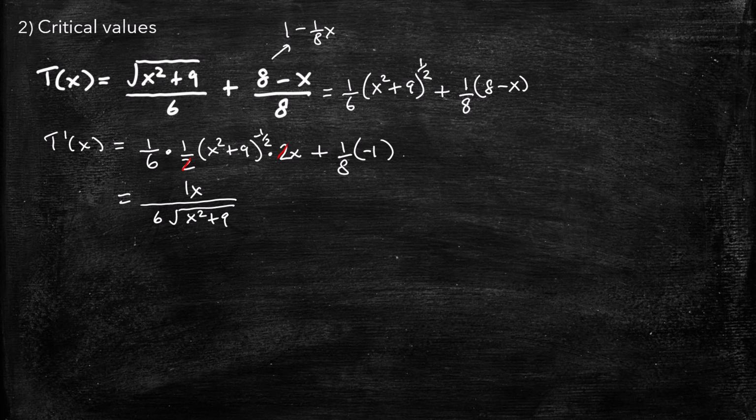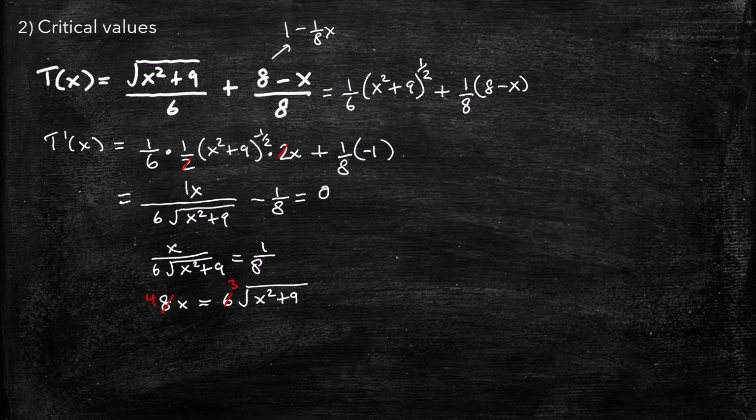And then we have this minus 1/8 here, and we're going to set that derivative to be 0 to find the critical values. So let's bring the 1/8 to the other side. So we have x over 6 times the square root of x squared plus 9 equals 1/8. And then we can cross multiply, I guess. We get 8x equals 6 times the square root of x squared plus 9. And we can reduce this: 2 into 8 is 4, and 2 into 6 is 3.